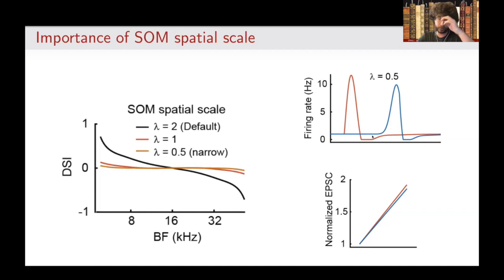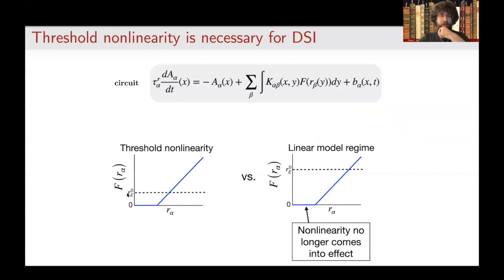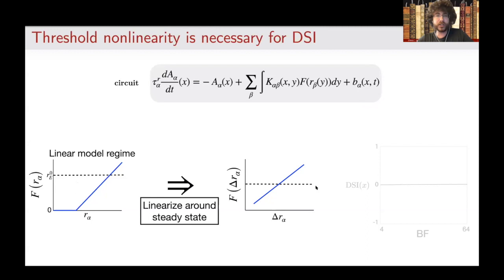Another key fact that I'll mention here is this threshold nonlinearity. You can imagine, maybe we had a higher operating point in which we would go from a nonlinear model to essentially a model that we can linearize. And we see that when we do that, we have a DSI of zero. So this nonlinearity that arises is key.